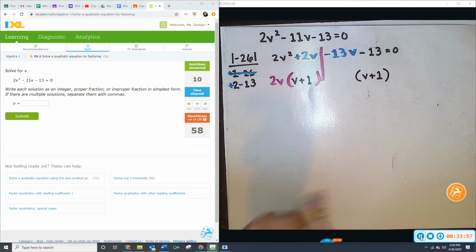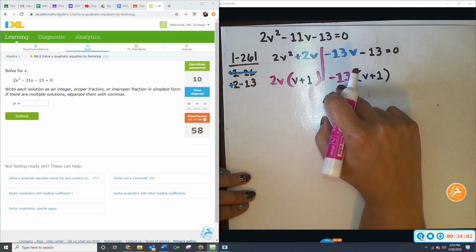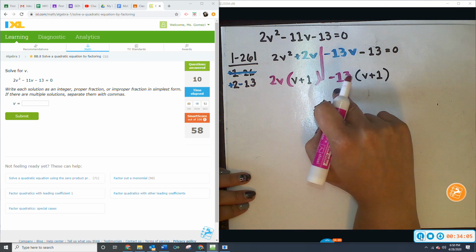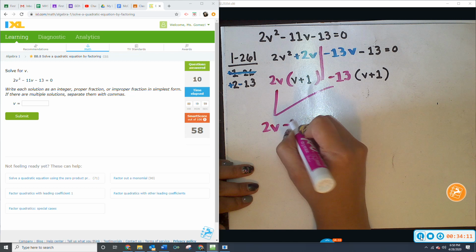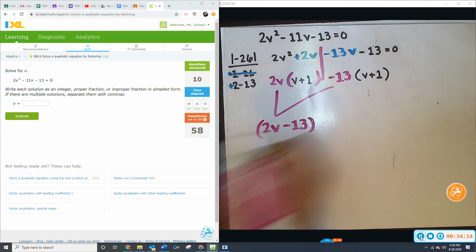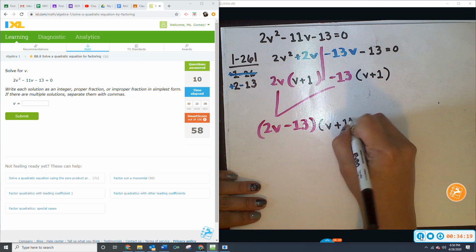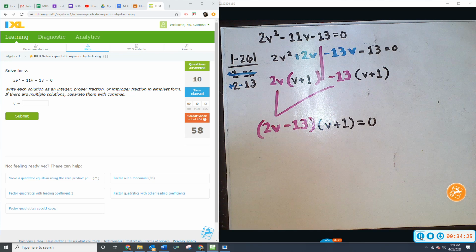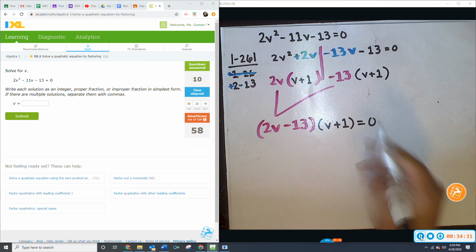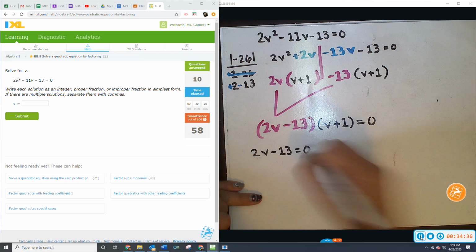Well, the only thing I could do is say that negative 13 times v is negative 13v. Negative 13 times 1, there we go, perfect. So that should be 2v minus 13 and v plus 1 is equal to 0. Now, this one is the really nice and easy one, isn't it? So let's go ahead and take a look at that one here. Because 2v minus 13 is equal to 0, and then v plus 1 is equal to 0.